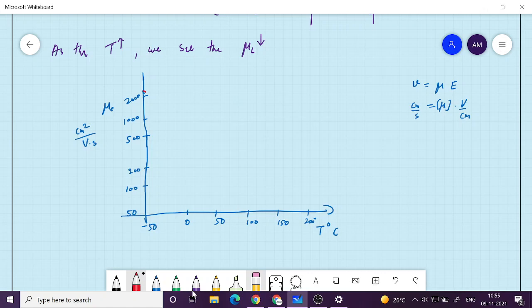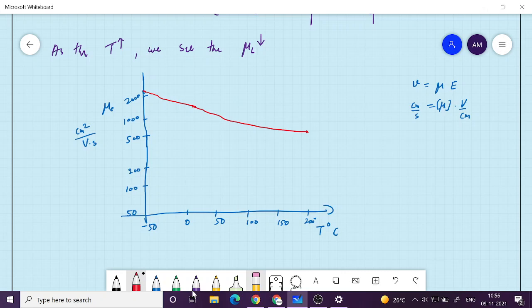Okay, so at 200 degrees Celsius, it comes to be something like 600, and at 150, it is something like 700 or a little less than 700. So it is basically a smooth curve. If you approximate like this, okay, something like this. So the mobility of electron reduces with the increasing temperature.